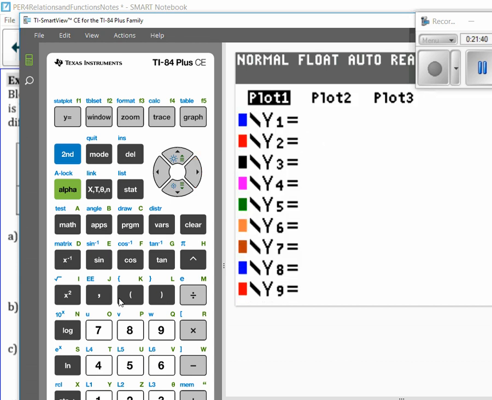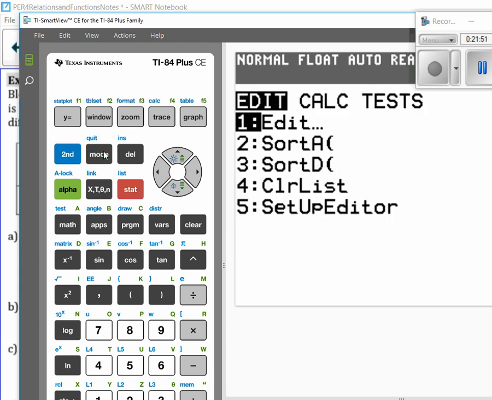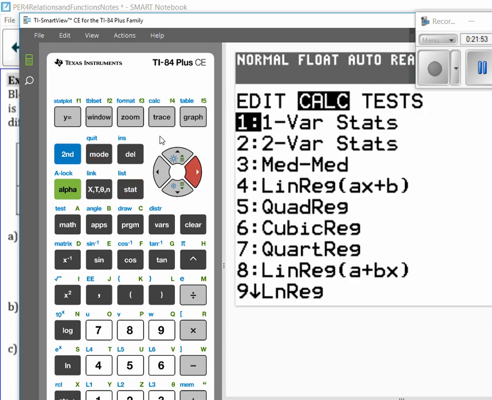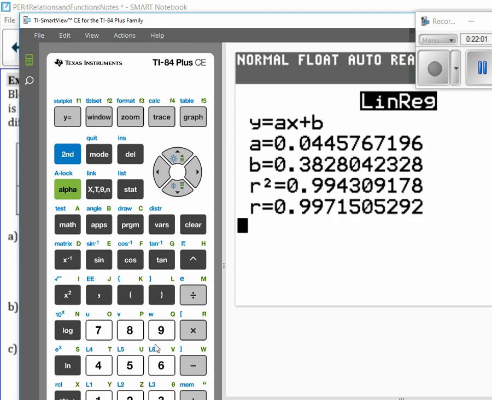Oh, shoot, I forgot, we forgot to calculate it first. So sorry about that. Remember, we have to calculate our linear regression. Do you remember how to do that? Stat, calc, number 4. Then we go down and we go to calculate. There we go. Does everybody get that screen there?